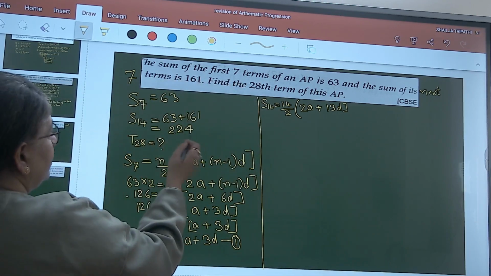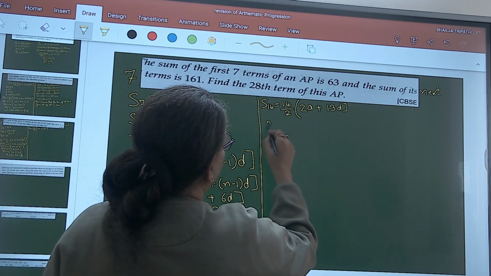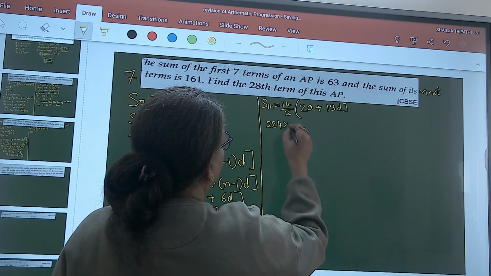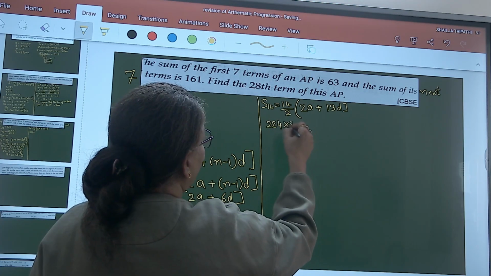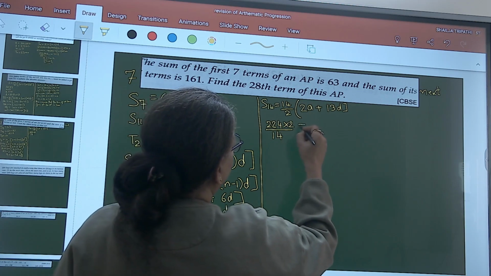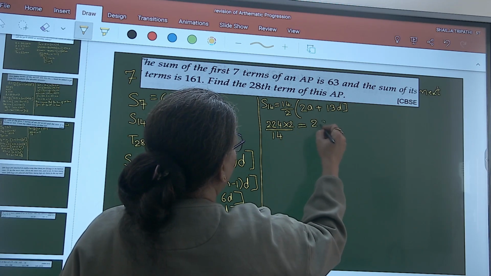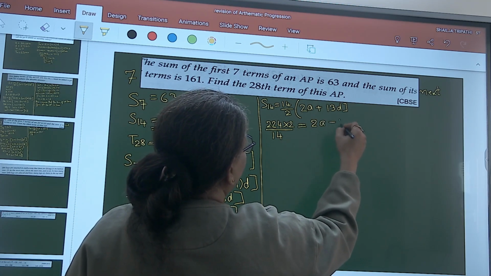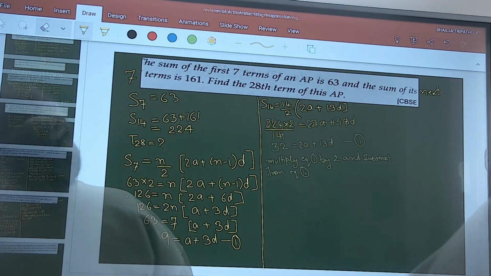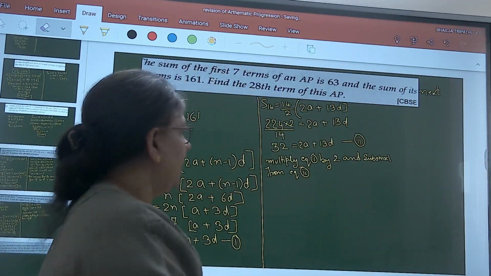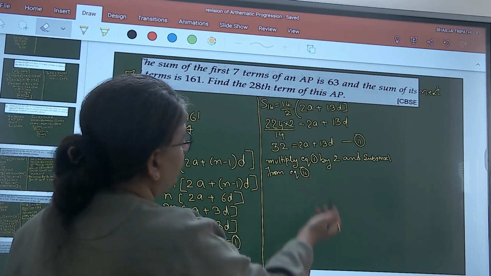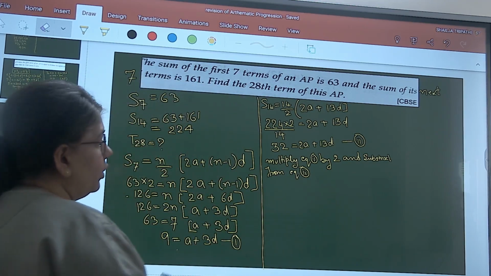S14 is 224, then multiplied by 2, divide by 14. You get 2a plus 13d. Now solve. See, multiply equation 1 by 2 and then subtract it from equation 2.